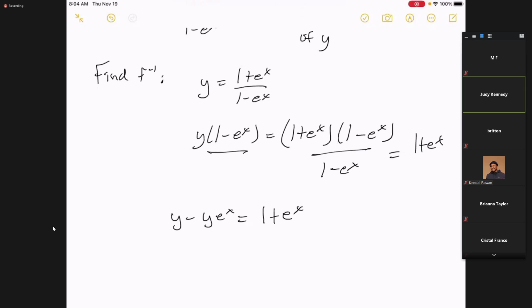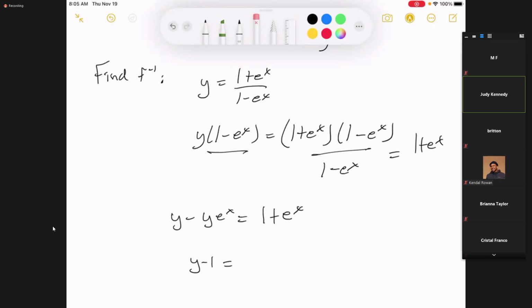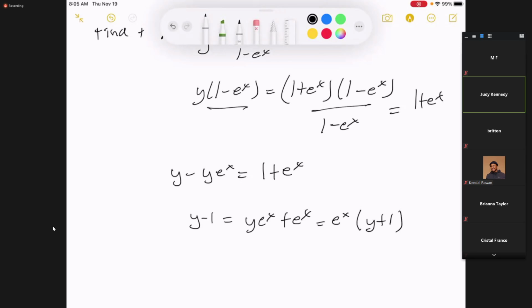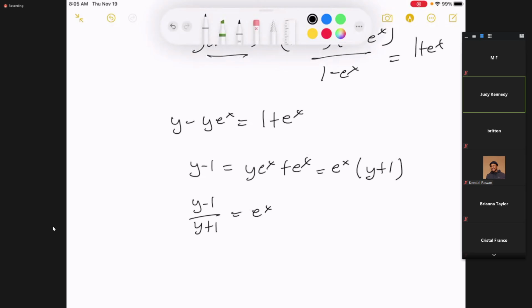And then, let's see, I'm going to get the terms that have e to the x in them on one side and the other terms on the other side. So if I subtract 1 from both sides and add y e to the x to both sides, that'll get it. Oops. Okay. y minus 1 equals y e to the x plus e to the x. And what that does for me, now I can factor out an e to the x on the right-hand side. And then I can divide both sides by y plus 1. Okay. And then to get x by itself, take the log of both sides.